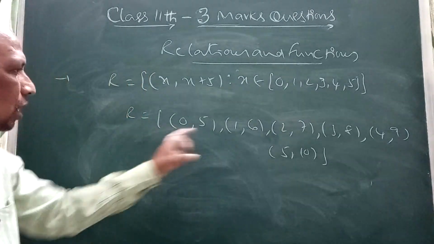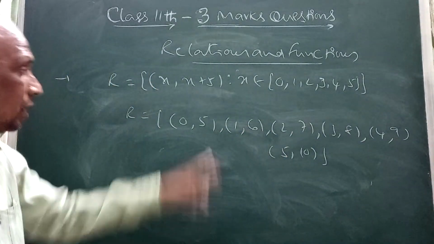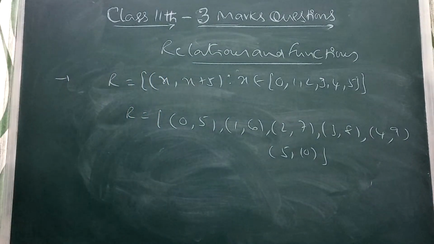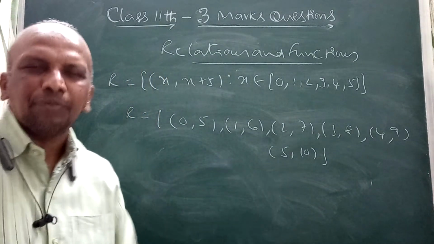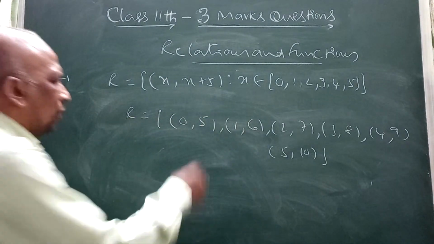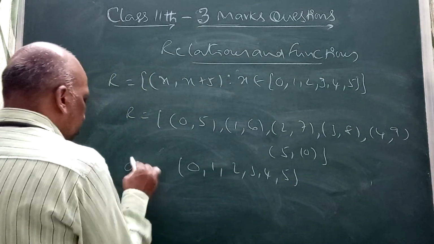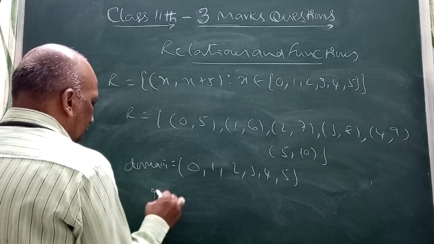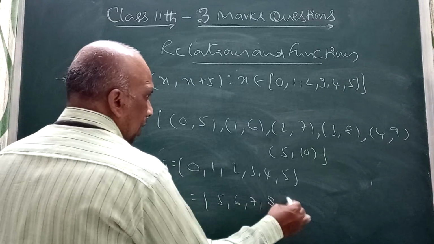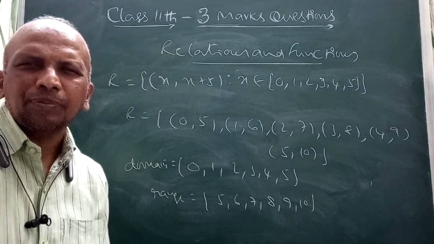But the domain of this is the set of first elements: 0, 1, 2, 3, 4, 5. The range is 5, 6, 7, 8, 9, 10. Taking the set of first elements gives the domain. The set of second elements gives the range. That we can write here, right? What is the domain? The set of first elements: 0, 1, 2, 3, 4, 5. This is the domain. And the range, I can write 5, 6, 7, 8, 9, 10. Correct? Directly we can write that.